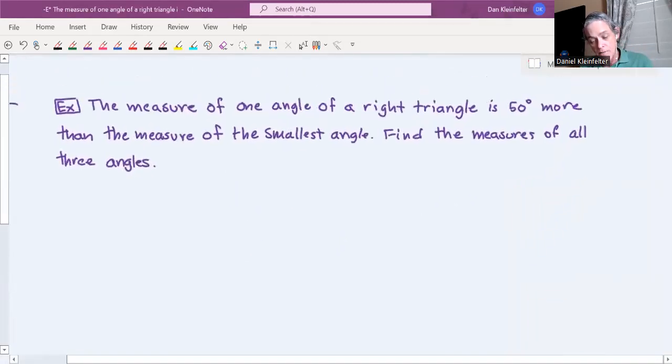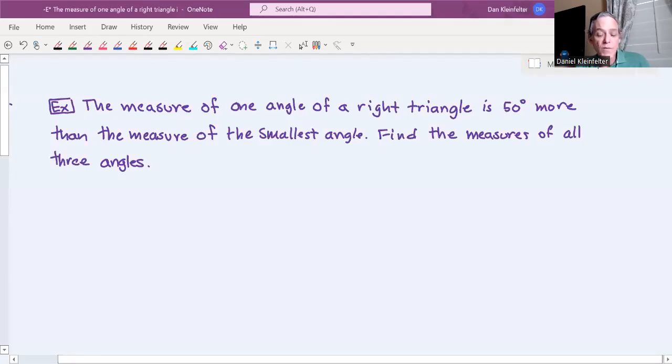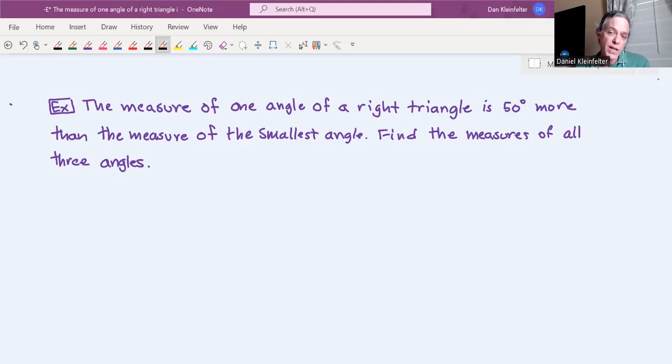All right, so here, back to angles, it says the measure of one angle in a right triangle is 50 degrees more than the measure of the smallest angle. We want to find the measures of all three angles. So take a minute, pause the video, try this one yourself, and then restart the video and see how you did. All right, so in this one, we're trying to find all three angles. We're told that this is a right triangle, so that means automatically one angle is 90 degrees. And so then we just really need to know the other two.